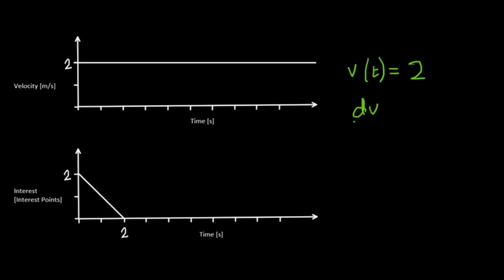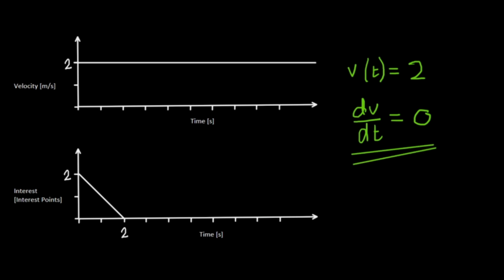Well, we know from earlier that the derivative of any number is 0. So the derivative of v equals 2, dv over dt, rather than dy over dx, since we have v on the y-axis and t on the x-axis, is 0. Well, okay, so the derivative of the car's velocity is 0.